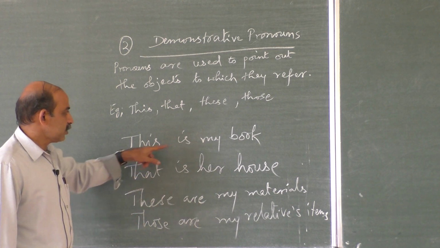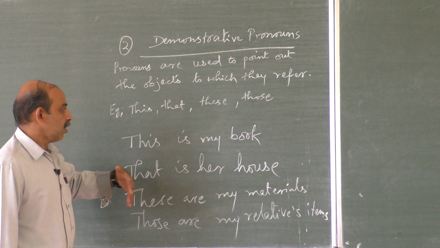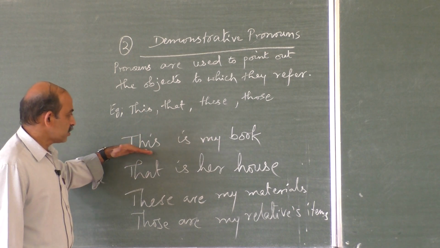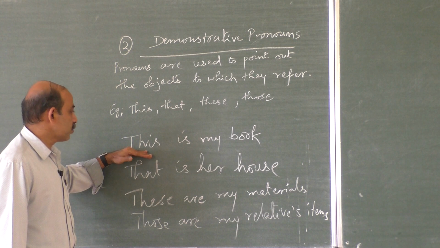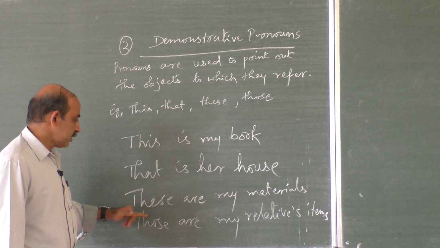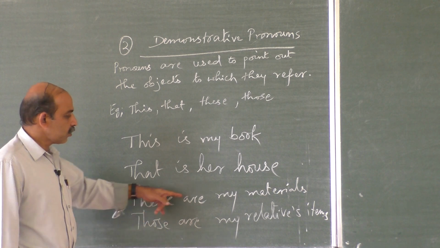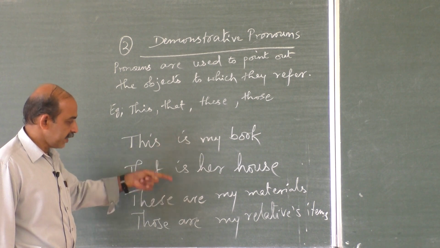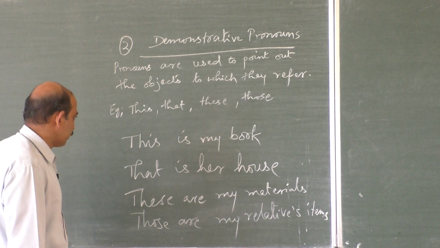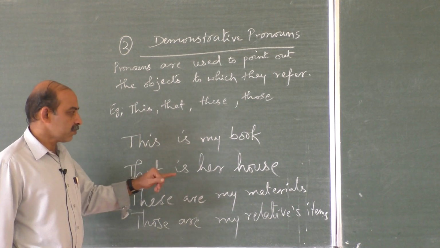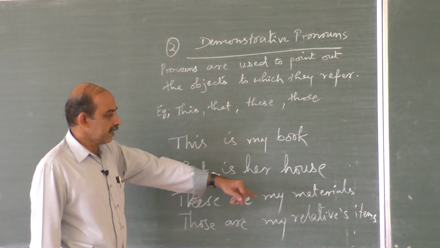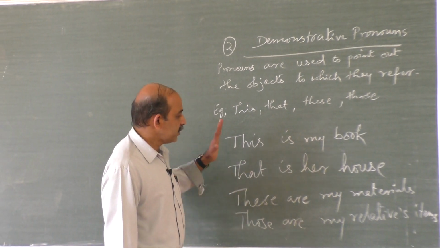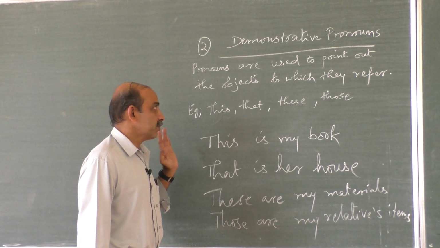This is always singular, so that is why is or was, if it is past, or if it is present perfect, has is available. So remember the singular concept, singular demonstrative pronouns this and that, and these and those are plural pronouns, and plural verb is available. Remember that when I write like this, these helping verbs function as main verbs, which of course we discussed last year. So this is my book, that is her house, these are my materials, those are my relatives' items. So this, plural these; that, plural those. Only these 4 pronouns are available under the heading demonstrative pronouns.